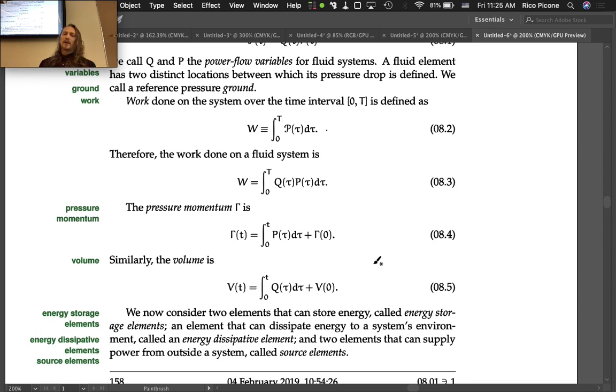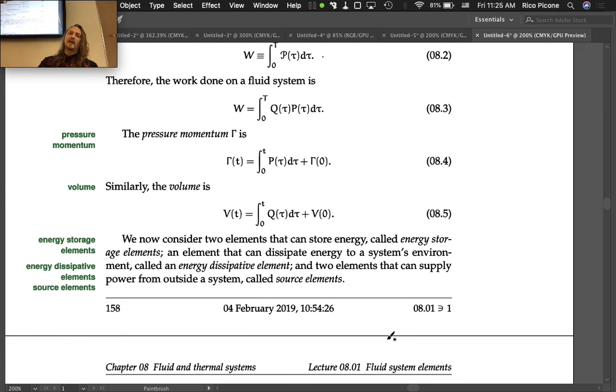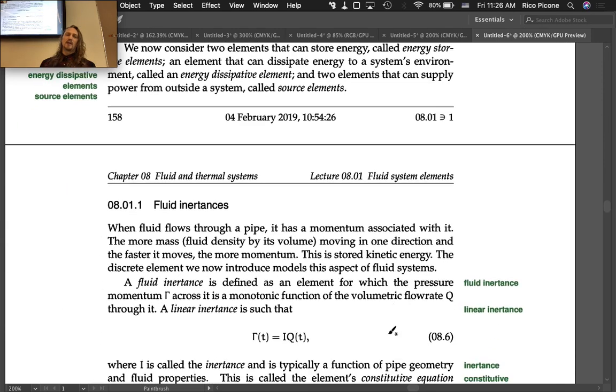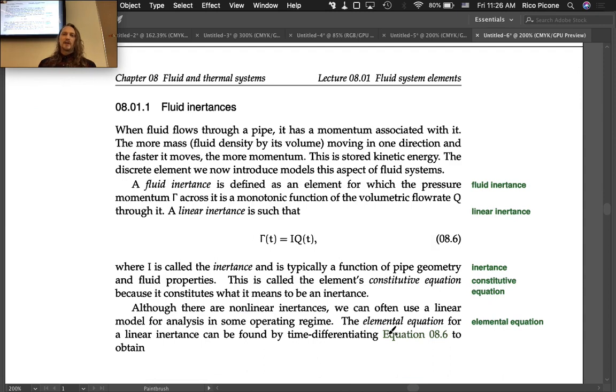Now we consider two elements that can store energy, called energy storage elements, an element that can dissipate energy to a system's environment, called an energy dissipative element, and two elements that can supply power from outside the system, called source elements. So we introduce first this more complex element that's not as intuitive. This is the least intuitive of the fluid elements. But I do think that the fluid elements in general are more intuitive than the mechanical elements.